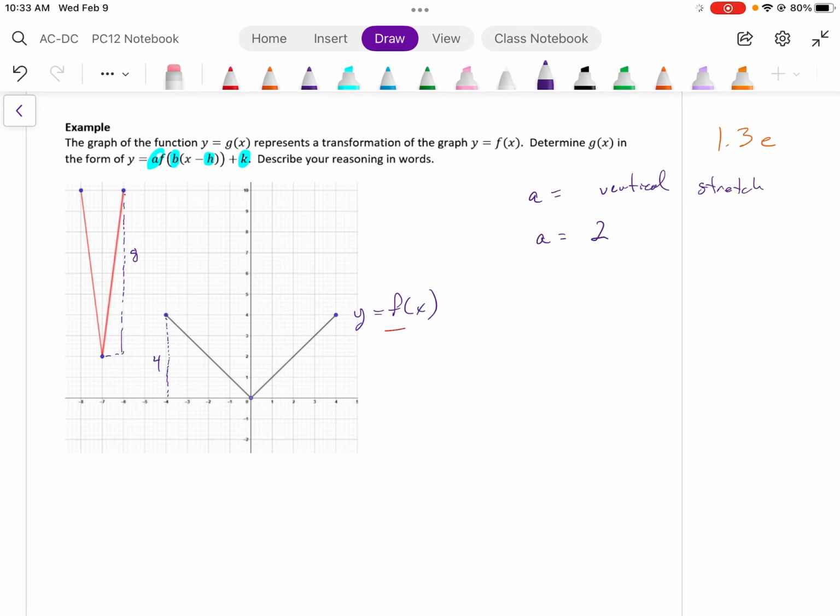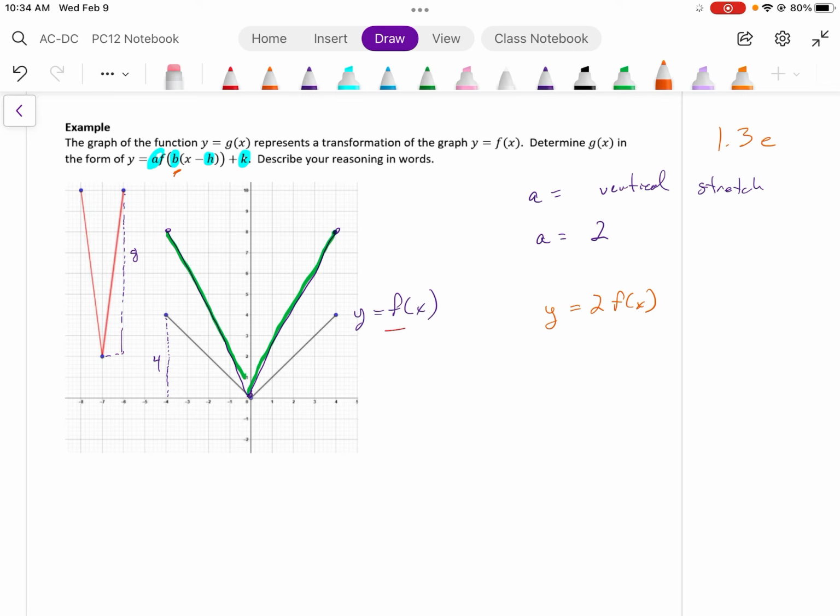Now we could draw that here. We could stretch our graph by a factor of 2 if that helps us get an image of what's going on. Sure, I like that. Let me just highlight this in green so it pops on the page a little bit more. There. So really, this would be y is equal to 2 f of x. Now, the next question I have, I wonder what B controls.